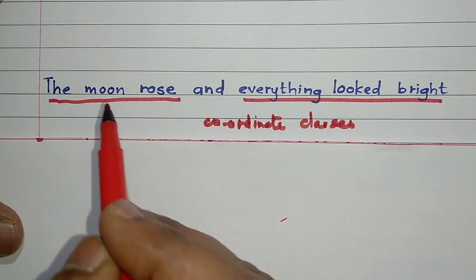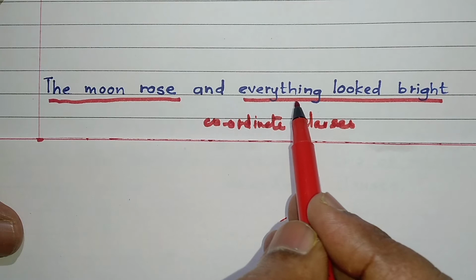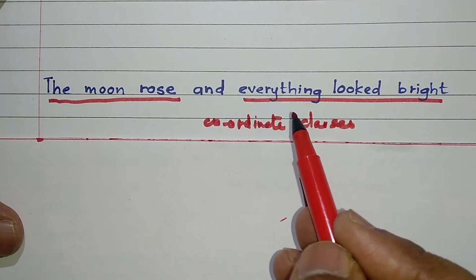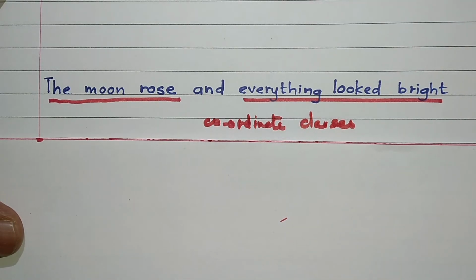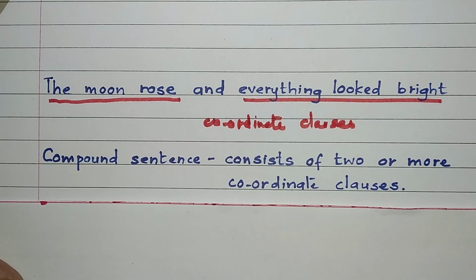So, a sentence which contains two or more coordinate clauses is called a compound sentence. So, a compound sentence is defined as a sentence which consists of two or more coordinate clauses.